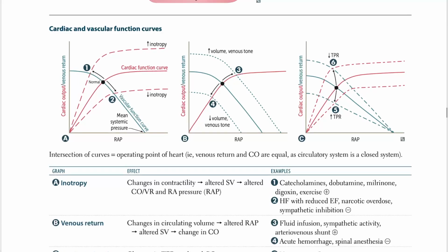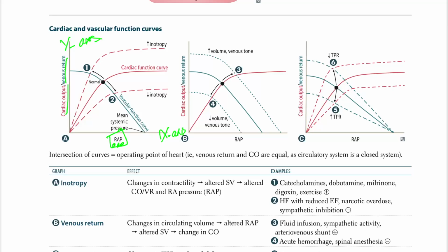Moving on with the cardiac and vascular function curves. So here, what do we have? If you look on the left side, we have the cardiac output and the venous return, and on the x-axis we have RAP. What is RAP? Right atrial pressure. Right atrial pressure is the x-axis, and that is going to be your y-axis.